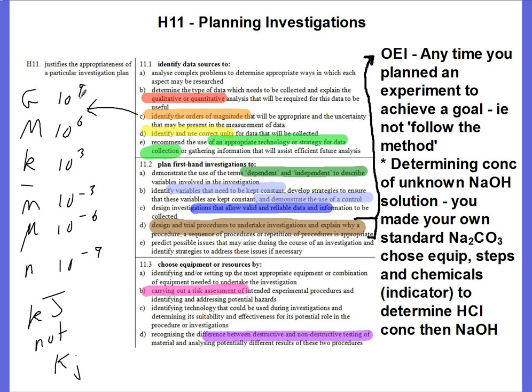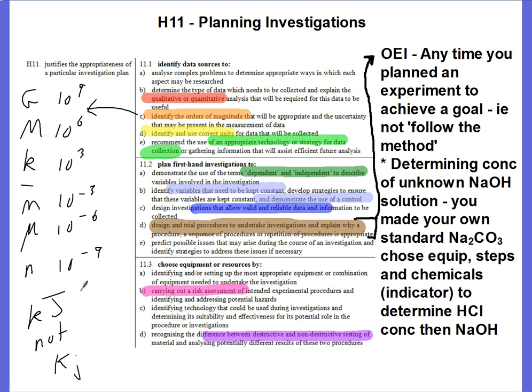It means you need to know your gigas, your megas, your kilos, your millis, your micros, and your nanos. You need to be able to use correct units for data, and that's probably involved with your calculations. Make sure your volumes are in litres when you're doing calculations, your masses in grams, and your energies are in joules when you're doing your calculations.